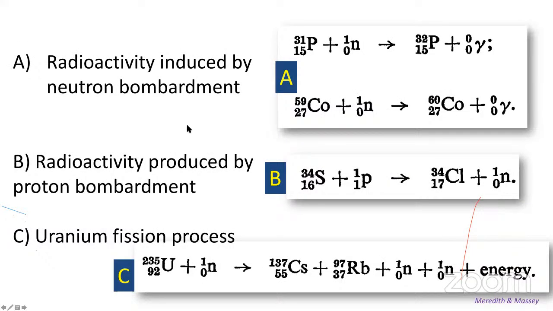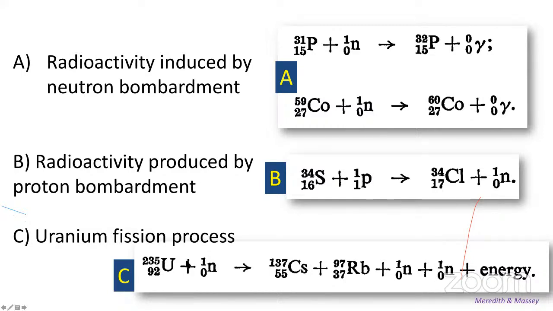Radioactivity is induced by either neutron bombardment or proton bombardment. In a nuclear reactor, phosphorus-31 when bombarded with a neutron becomes P32, which is radioactive, with emission of a gamma ray. Cobalt-59 bombarded in a nuclear reactor with a neutron becomes cobalt-60 that we use, with gamma rays, and this becomes radioactive. With proton bombardment, sulfur-34 becomes chlorine-34. Here the chemical has changed, while in the previous cases the chemical is the same.